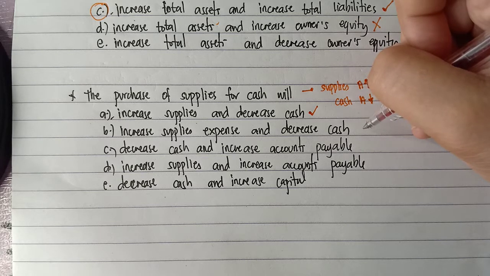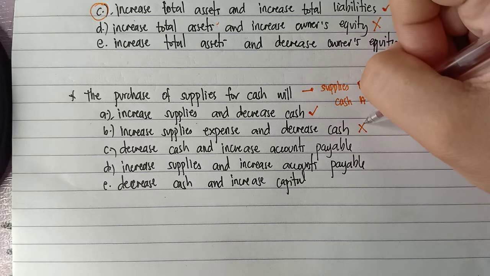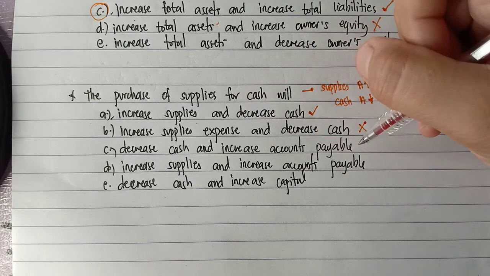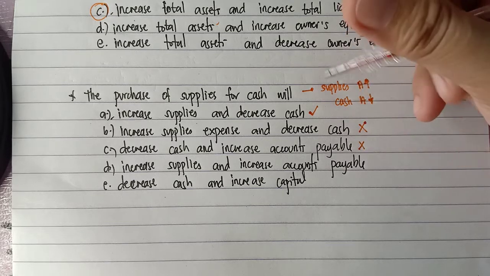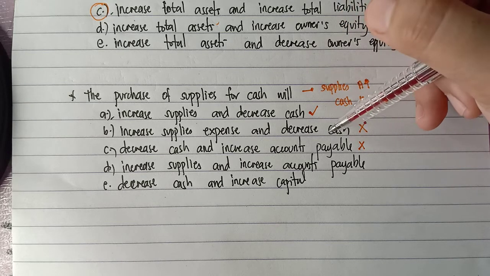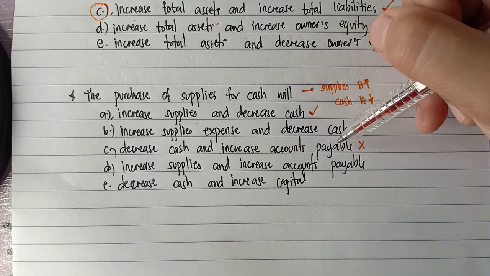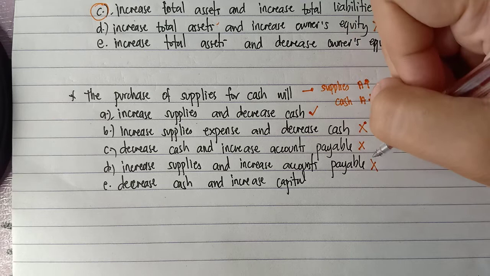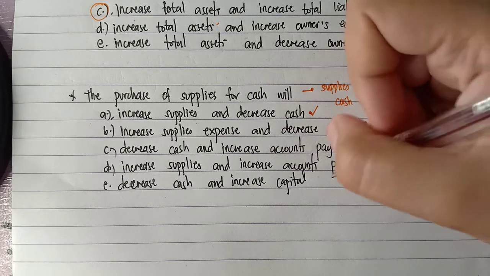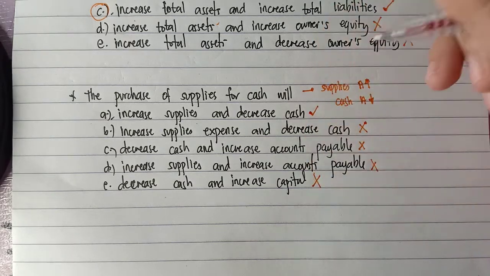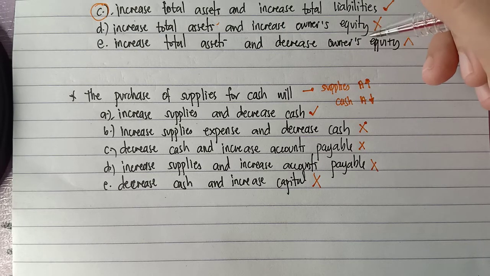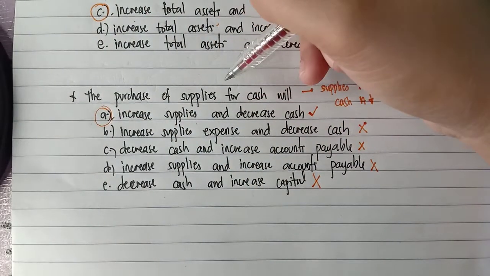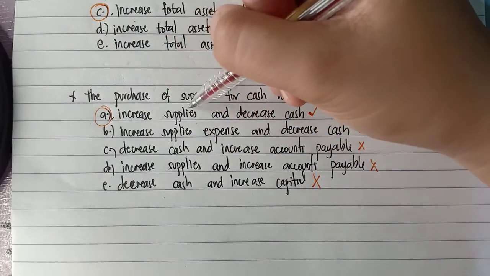Increase supplies expense and decrease cash, no. Because supplies only, not supplies expense. Decrease cash and increase accounts payable, no. Because there is no accounts payable involved in the transaction. Increase supplies and increase in accounts payable, no. Letter E, decrease cash and increase capital, no. So, the correct answer is letter A. The purchase of supplies for cash will increase supplies and decrease cash.